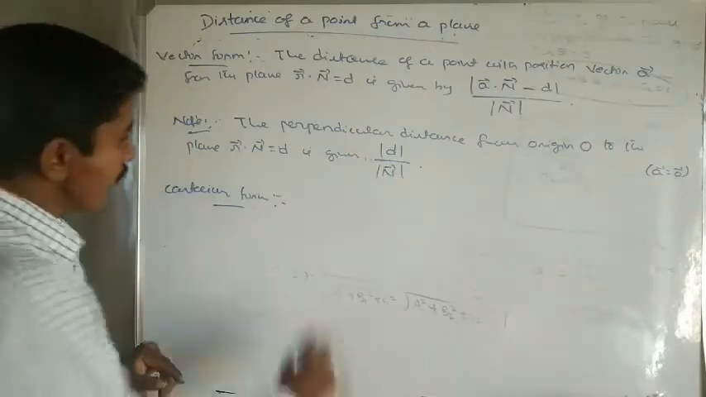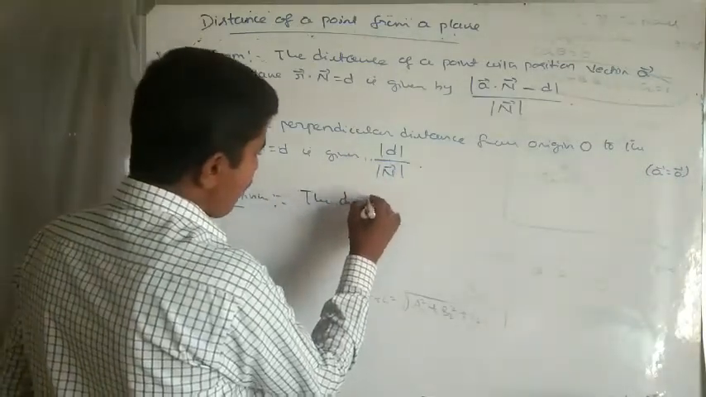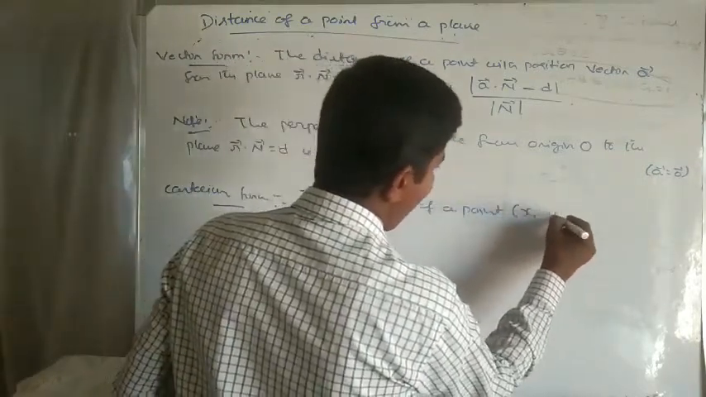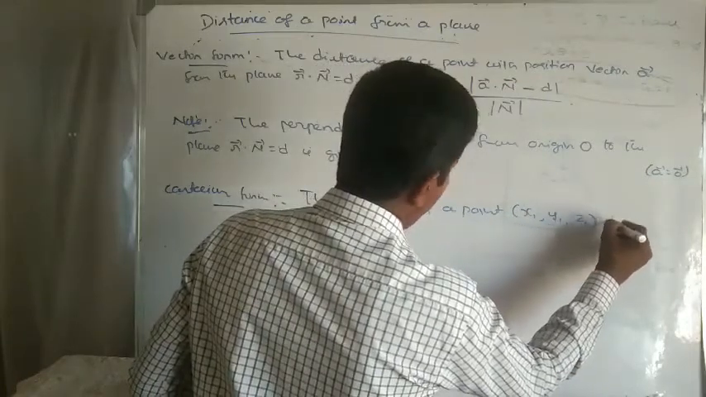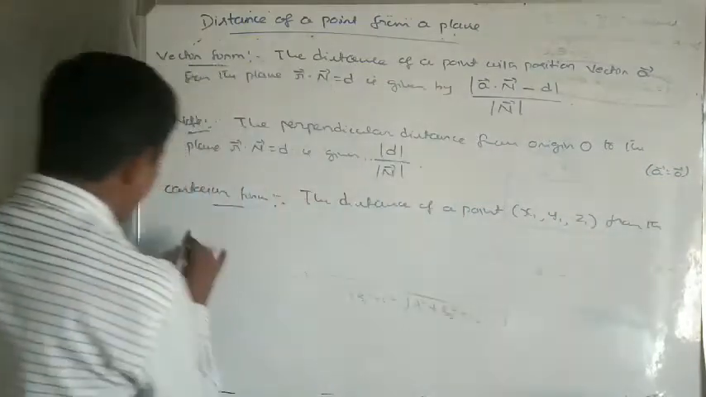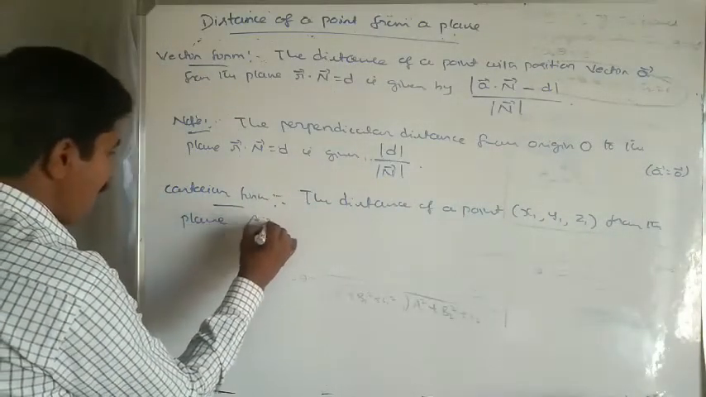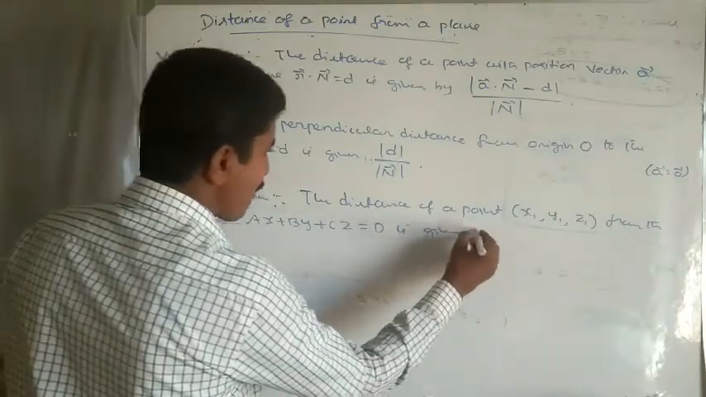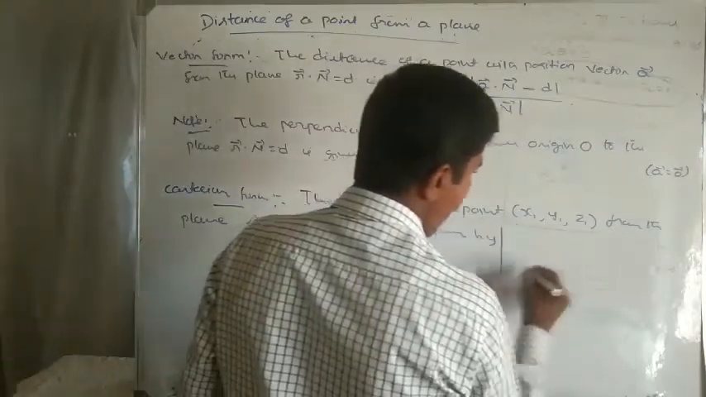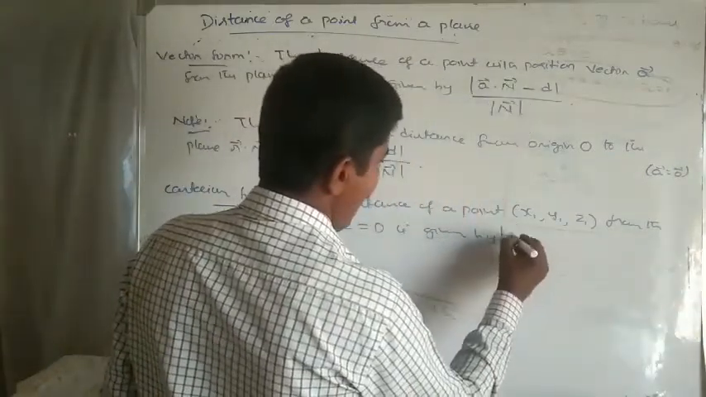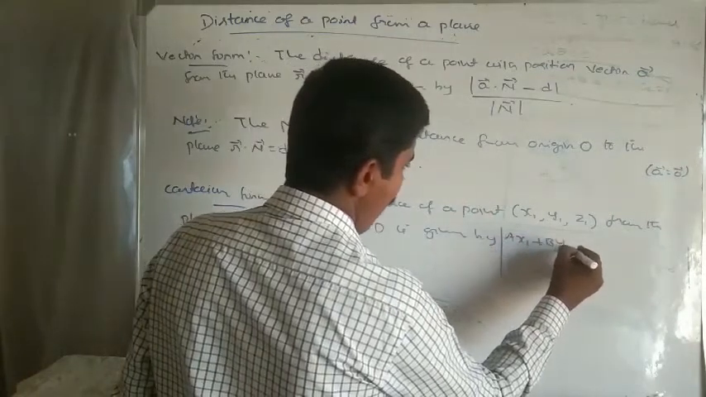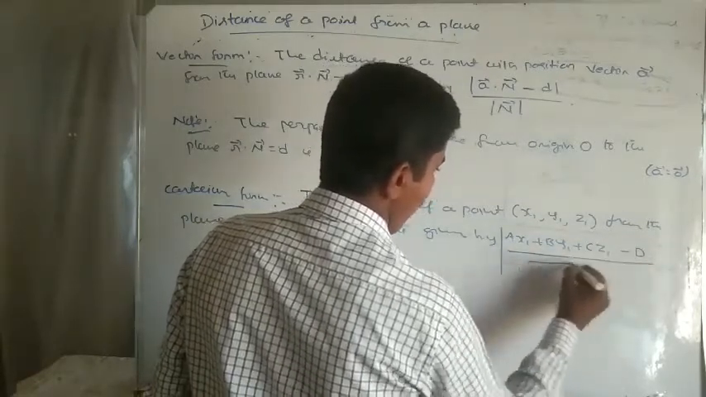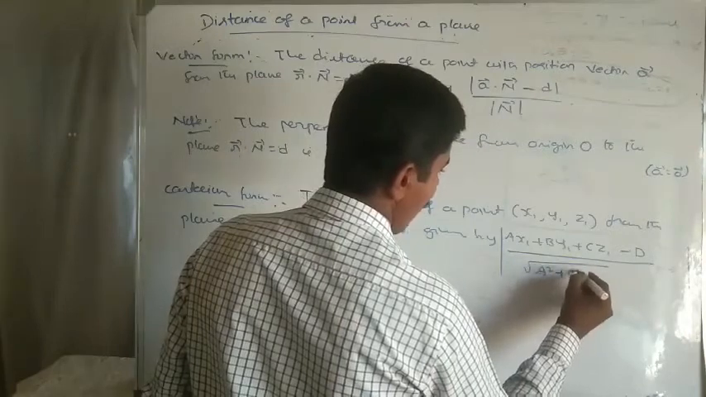In Cartesian form, the distance of a point x1, y1, z1 from the plane ax plus by plus cz is equal to d is given by modulus of ax1 plus by1 plus cz1 minus d divided by square root of a square plus b square plus c square.